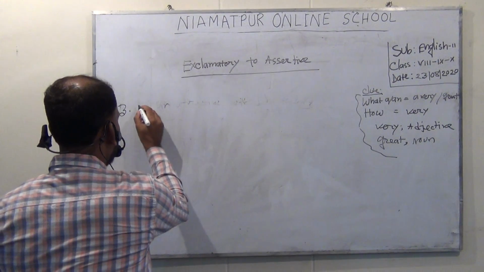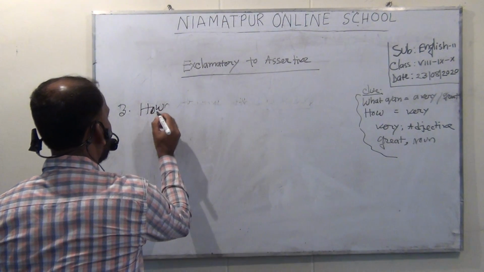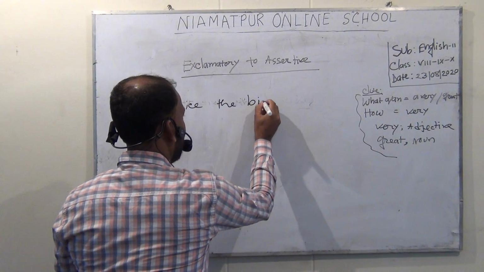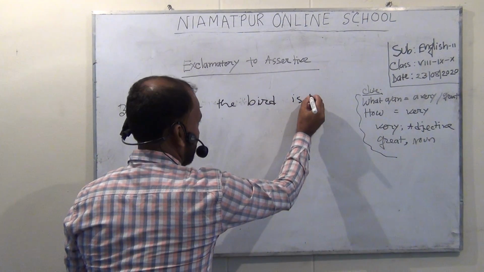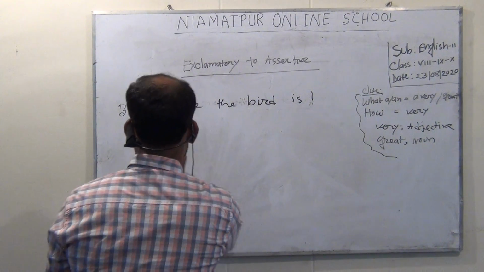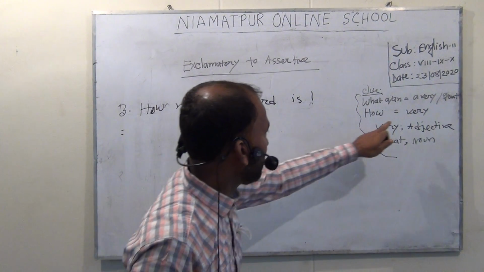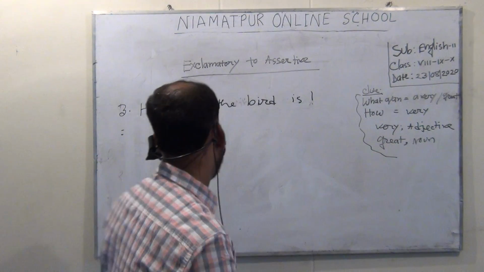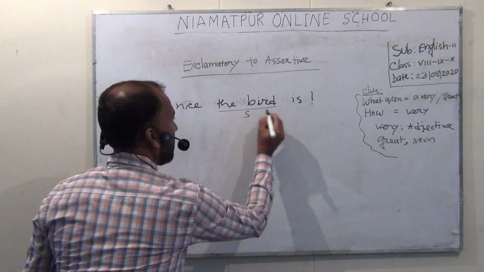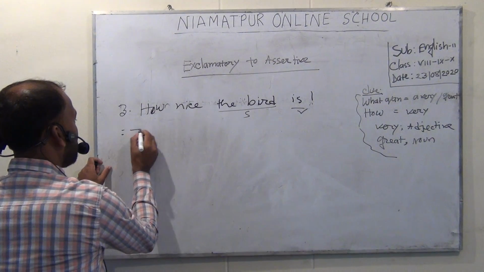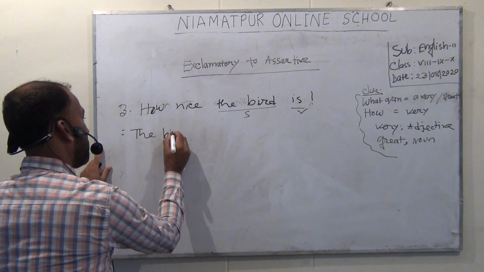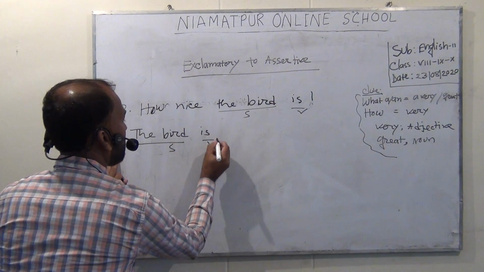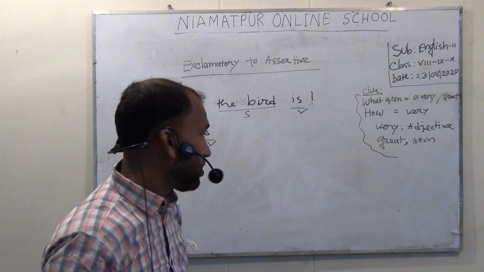Number 3. How nice the bird is. This is very easy to understand. You see how is equal to very. Very is used as an adjective. So, subject and verb at the beginning, the bird is. This is the subject and verb at the beginning, a condition or situation.